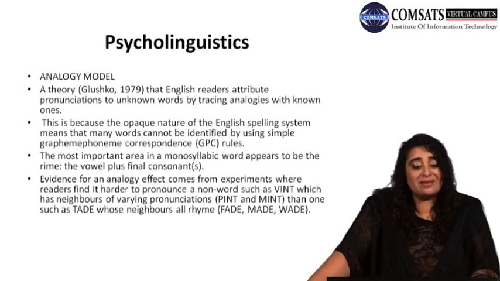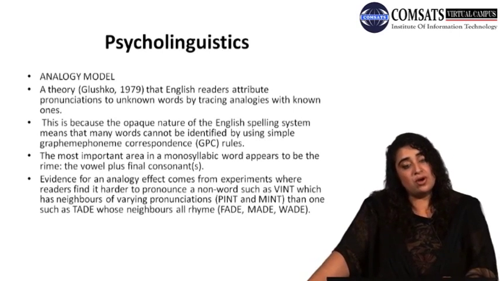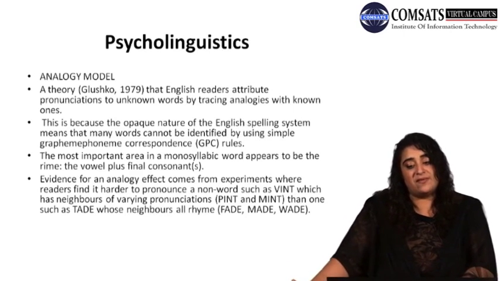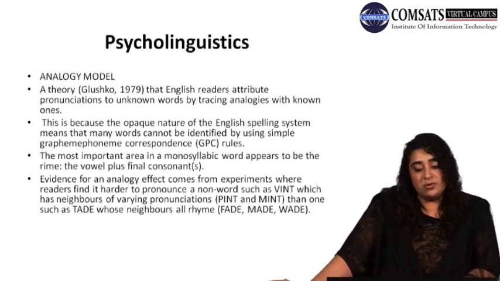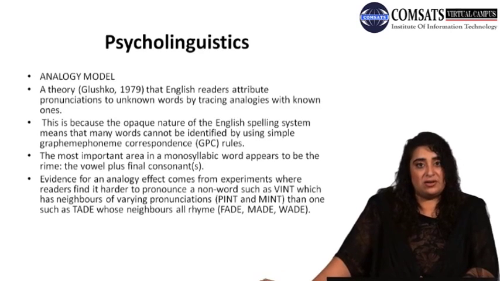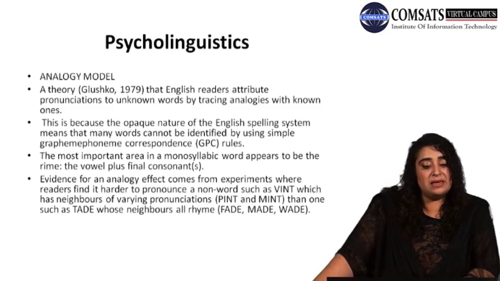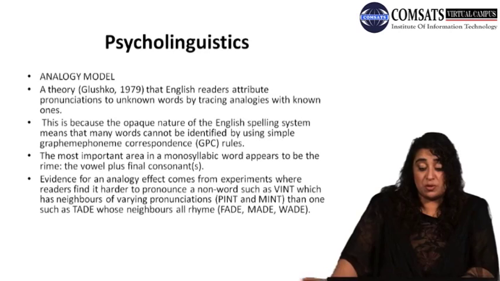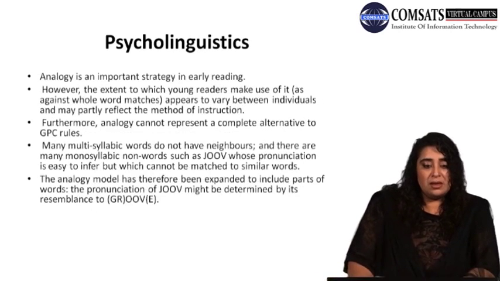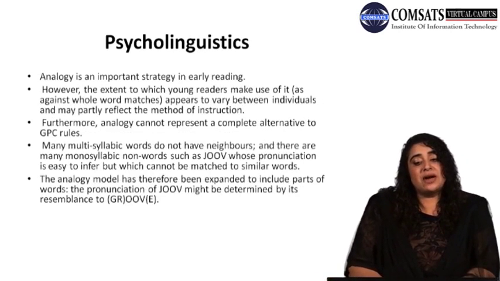Then one such as tade, whose neighbors all rhyme: fade, made, wade. So tade would be easier to pronounce because it has more words related to it, like fade, it faded from view, we made something, wade through a puddle of water. So tade would maybe be easier to explain or to memorize or to pronounce properly. So analogy is an important strategy in early reading.